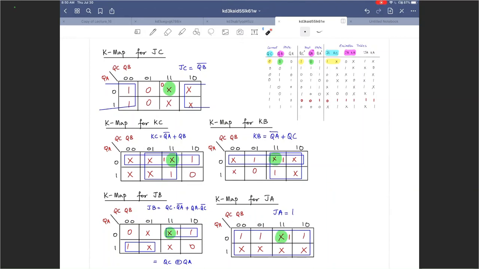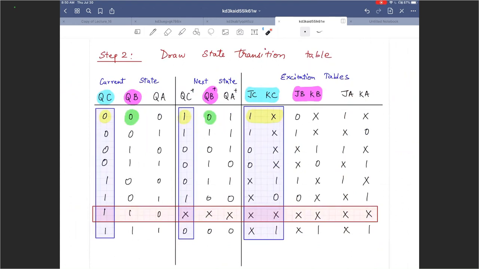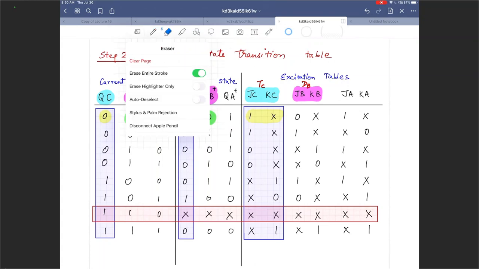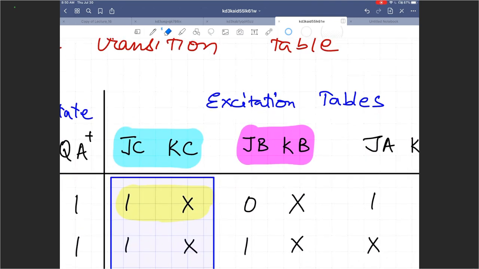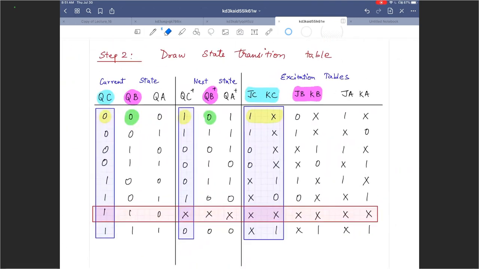But the answer is yes, it is very possible. All you have to do is, what would you have to do? Instead of JC, KC, you would change that to TC. Instead of JB, KB, you would change that to DB. And JA, KA would remain the same. And then instead of using excitation tables for just JK, now you are using excitation tables for T, D, and JK. But that is possible, right? It's possible for me to make my choice of flip-flops. I can have all 3 being different as well.